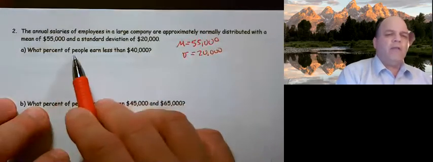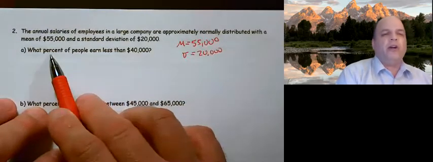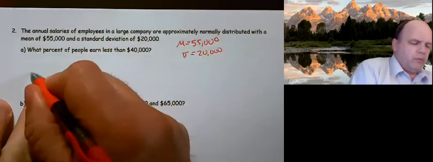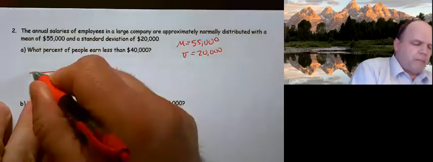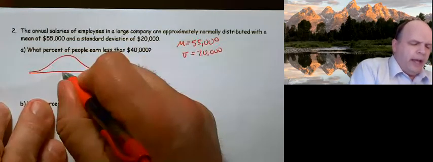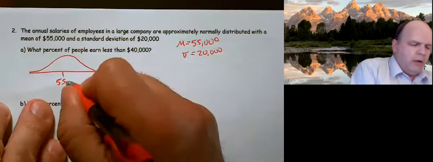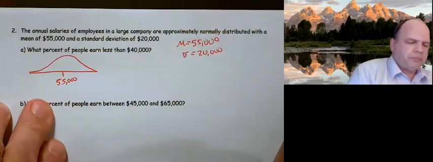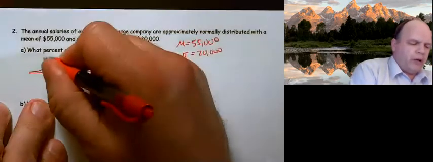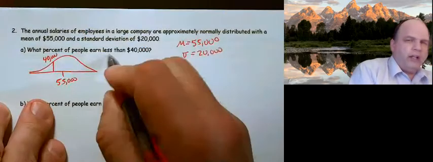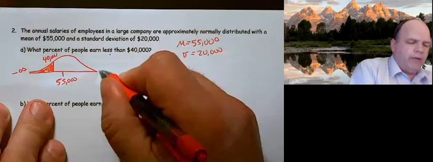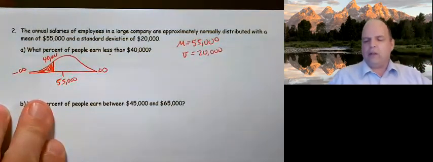So now they're asking for a percent. And since they are, I can use a norm CDF. But we need to draw a picture of this. And the picture looks something like this with a mean of 55,000. Now we want less than 40,000. So I'm going to put the 40,000 right here. And they say less, so I need to shade this direction. And don't forget that this graph goes from negative infinity to positive infinity.